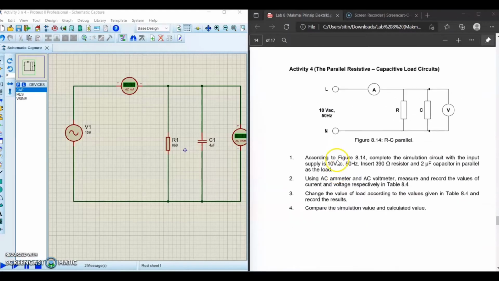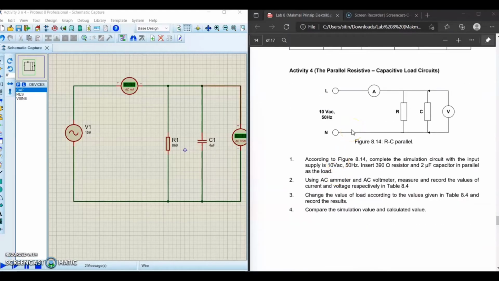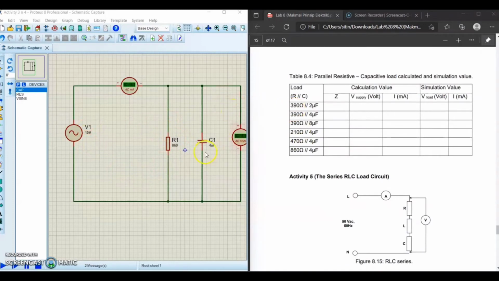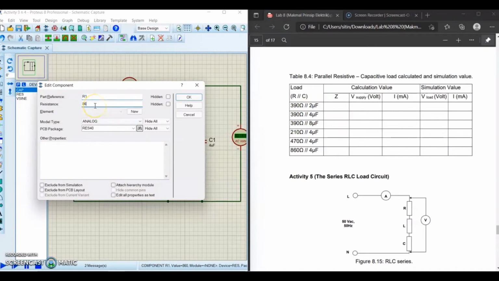Now let's go through activity 4, which is the parallel resistive capacitive load circuit. So here we just change the connection of the circuit to parallel. Okay, now the value of the resistor I want to change to 390, and the capacitor is 2 microfarad. Let's change.